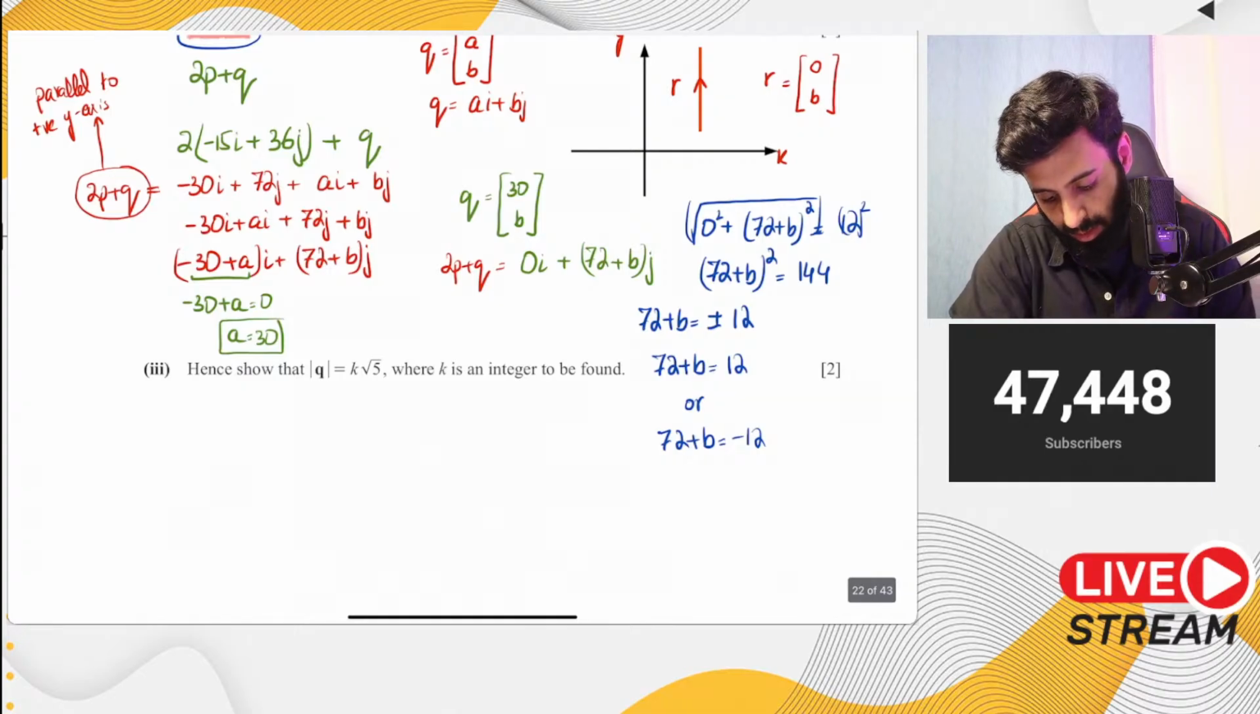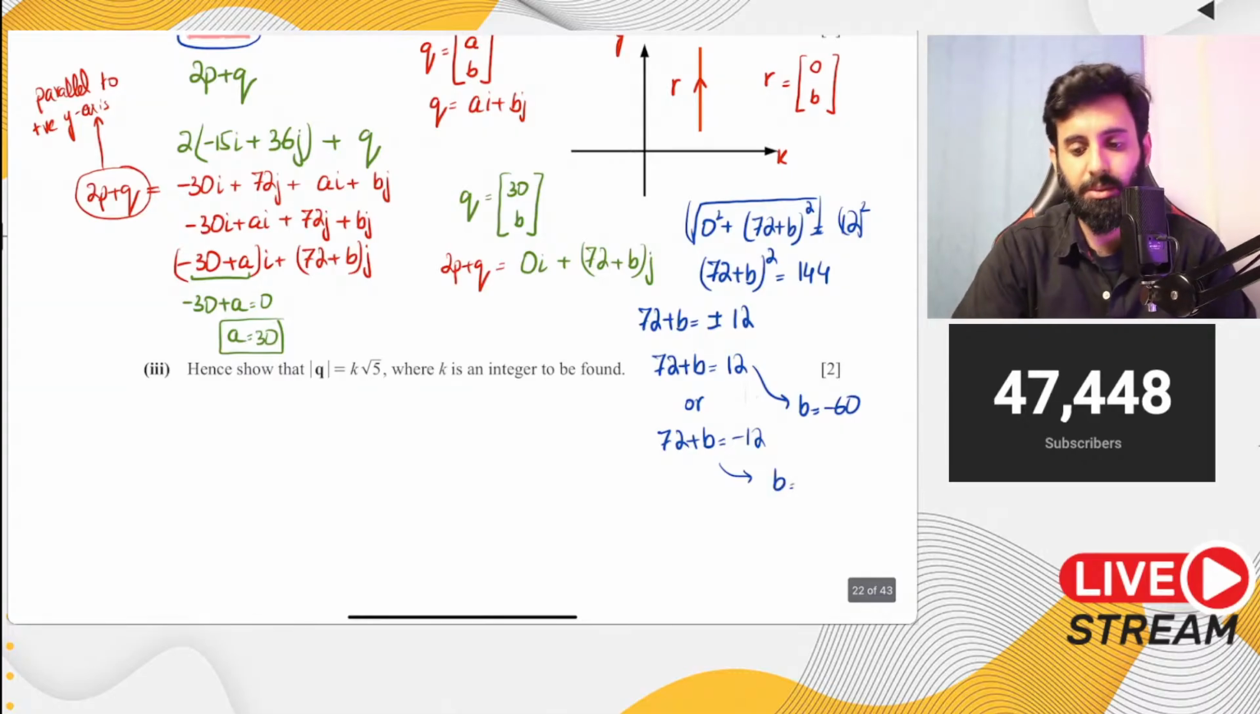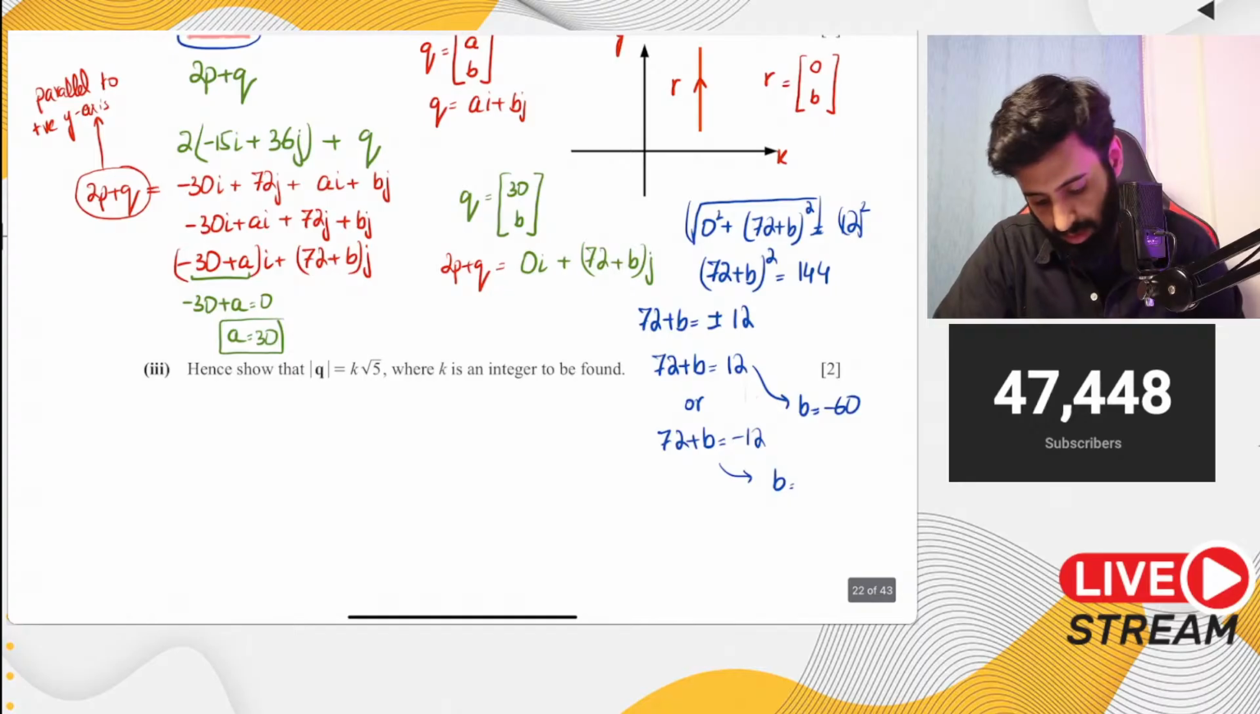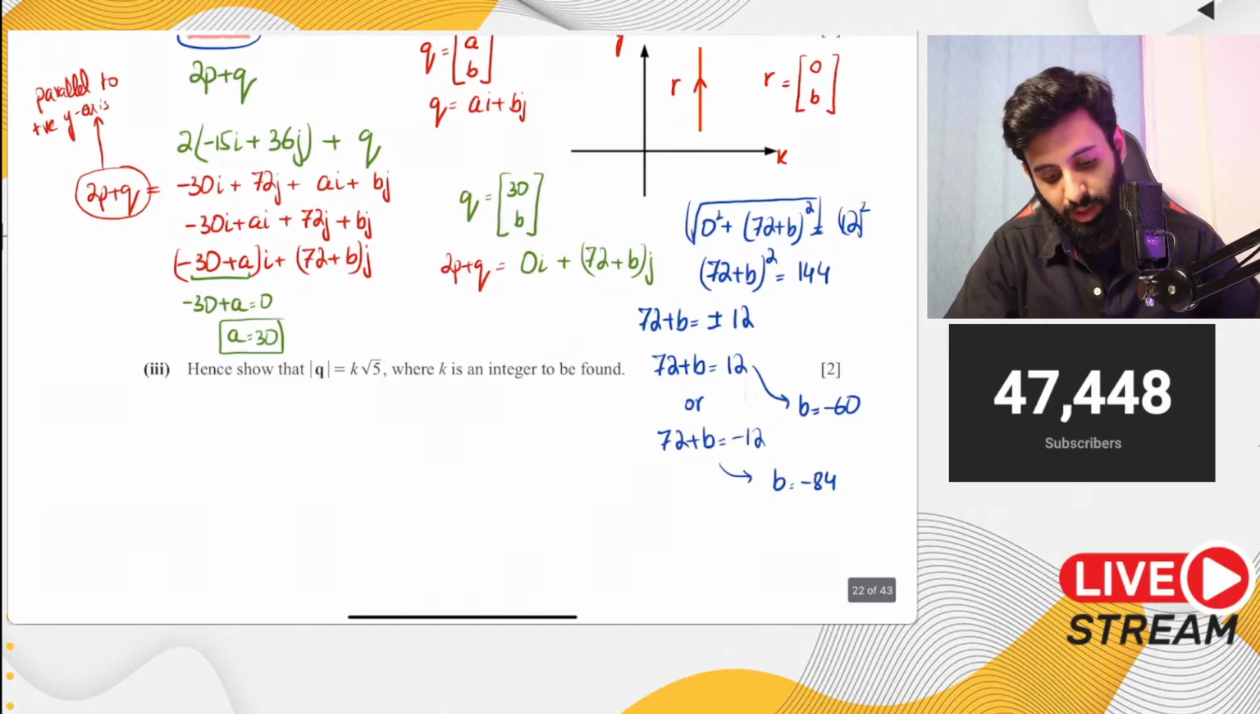One value of b that we'll get by solving this equation is b equals minus 60, and the other value of b that we're going to get by solving this equation, let's see what that is. That's going to be minus 12 minus 72, so that's going to be minus 84. Now the question is, what value of b are we going to go with?